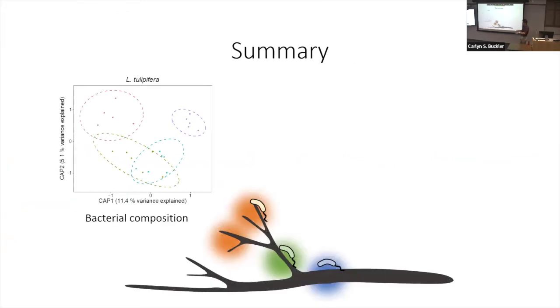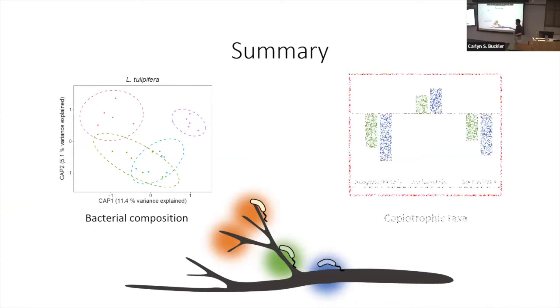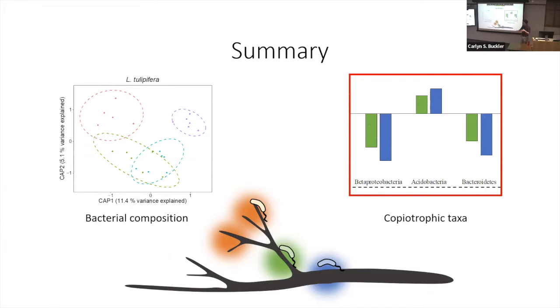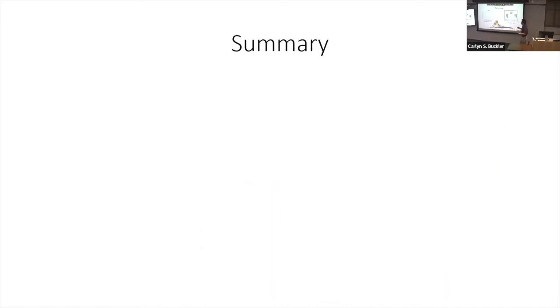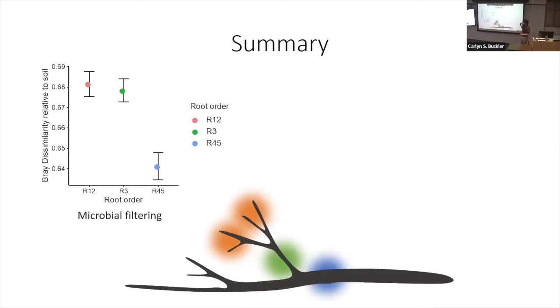So just to summarize the first project here, we see differences in bacterial composition according to fine root order. A lot of the taxa that drive these differences are copiotrophic in nature, so things that like to break down carbon really easily or grow really quickly. We saw differences in microbial filtering, where the absorptive fine roots applied a greater selective pressure on the surrounding bacteria in that environment.